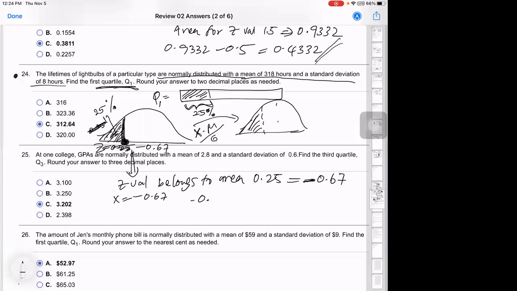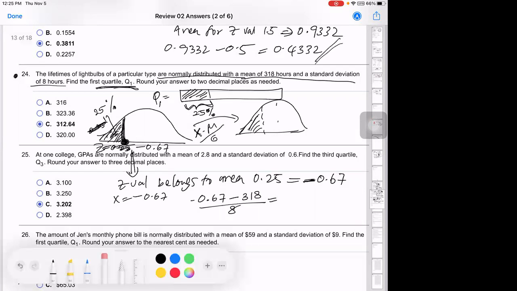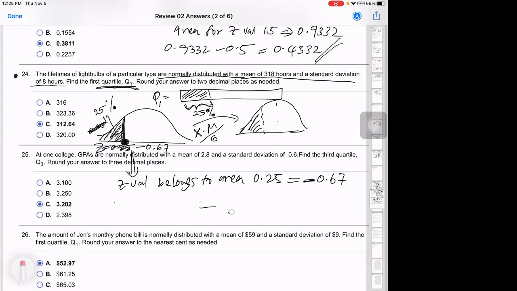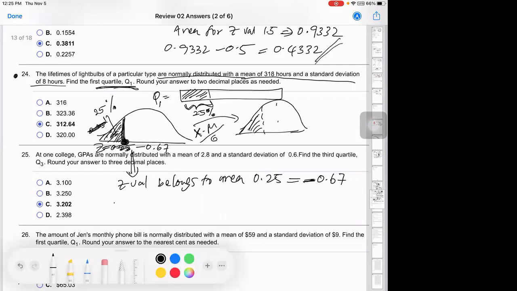Negative 0.67 minus mu, 318, divided by 8. Hold on. This is your Z value, don't confuse it. We need to find the first quartile Q1, rounding your answer to 2 decimal places.